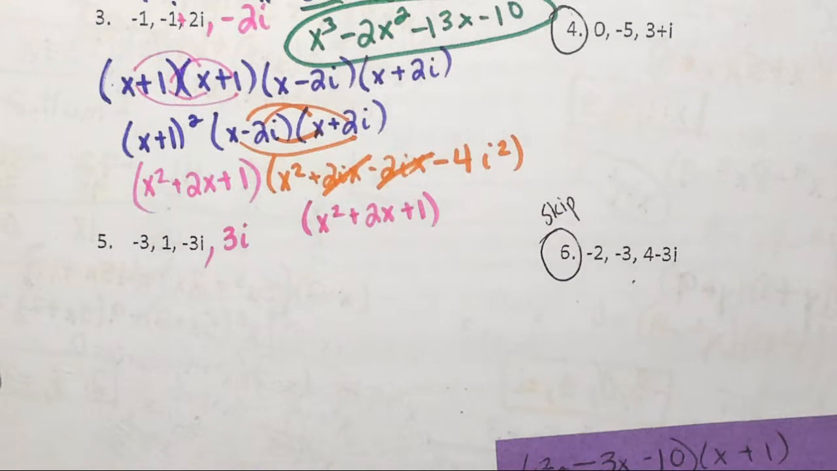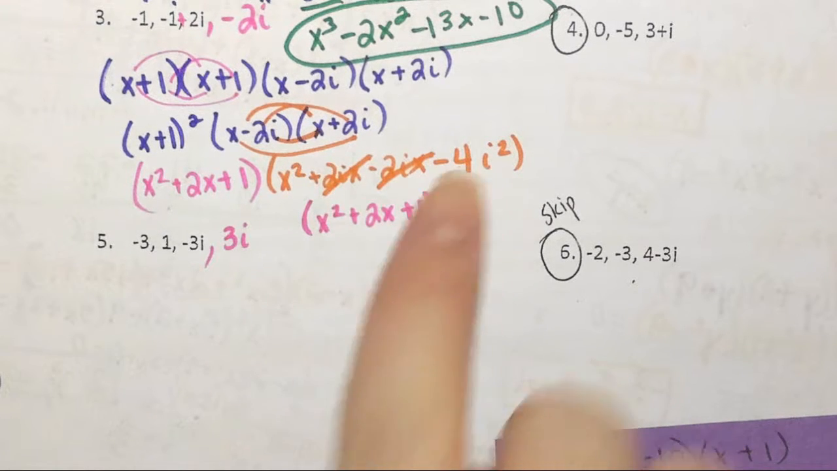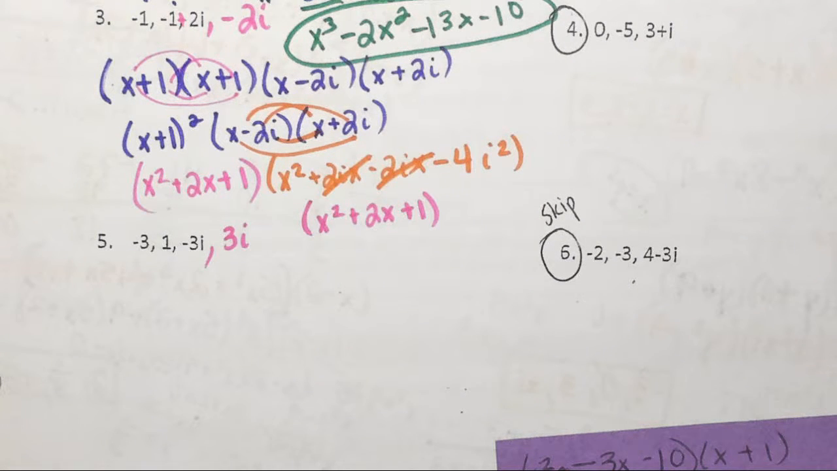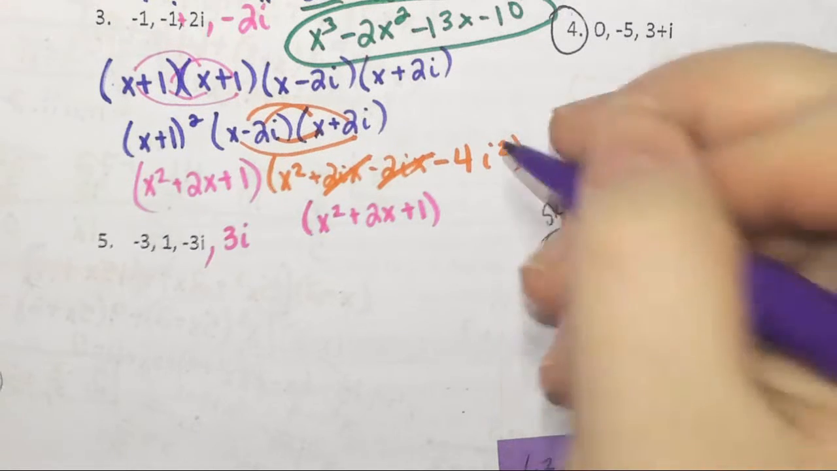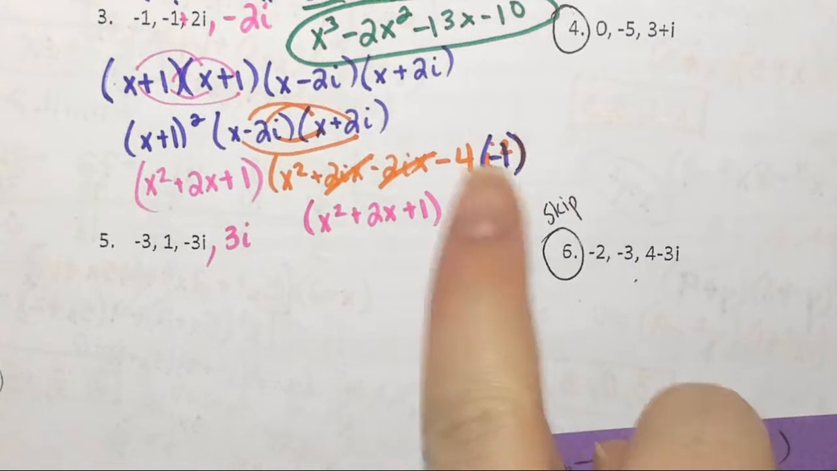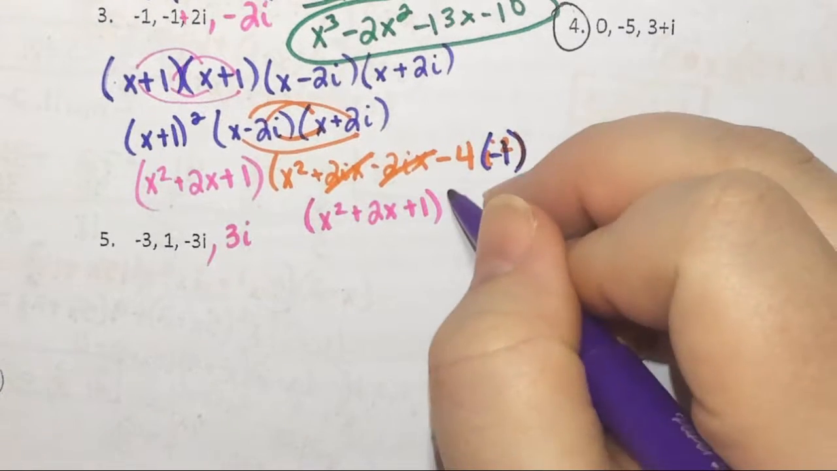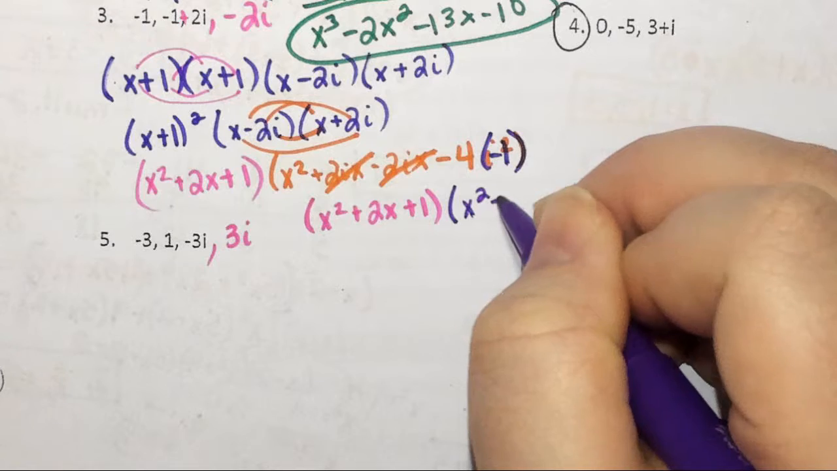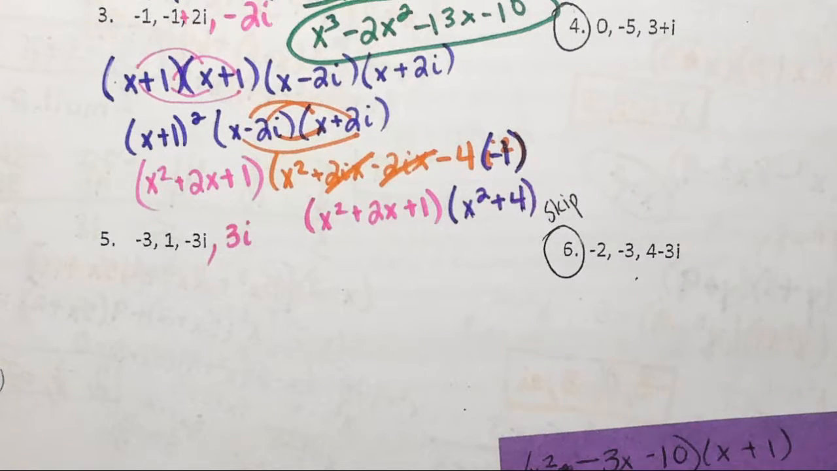Okay, so I brought the pink thing back down. I can simplify this. I know what i squared is. What is i squared? Say it again. It's negative what? Yes, you're right. It's negative 1. We're supposed to remember that. i squared is negative 1. So negative 4 times negative 1 is positive 4. So I actually have x squared plus 4. Perfect.